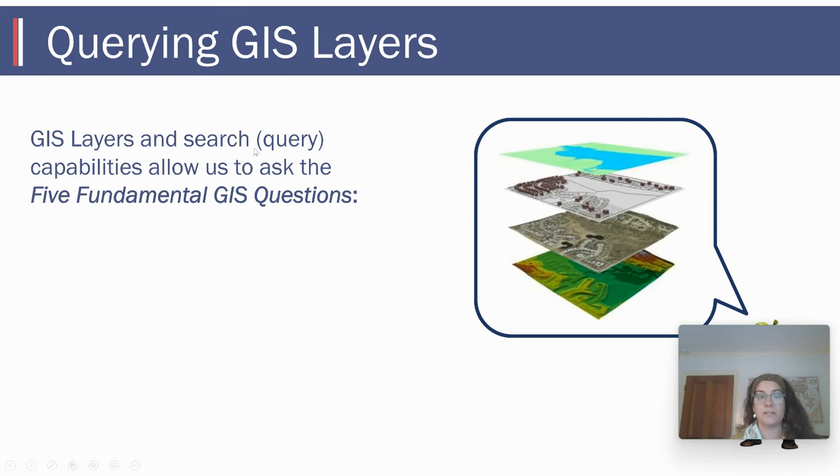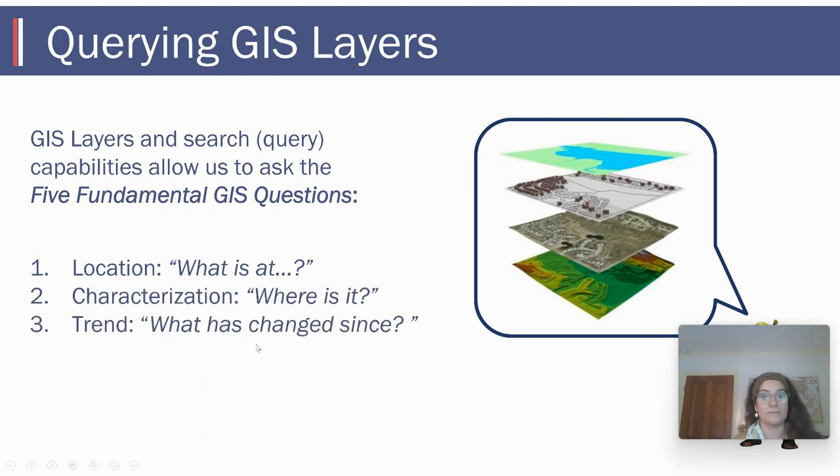So GIS layers and search query, right? Because you're looking for a question, capabilities allow us to ask 5 fundamental GIS questions. First and foremost, location. What is at this location?